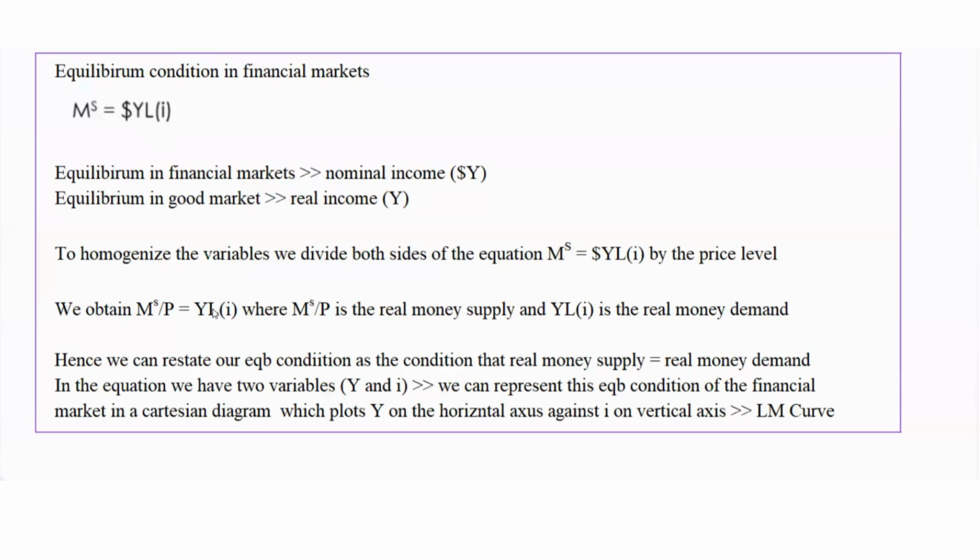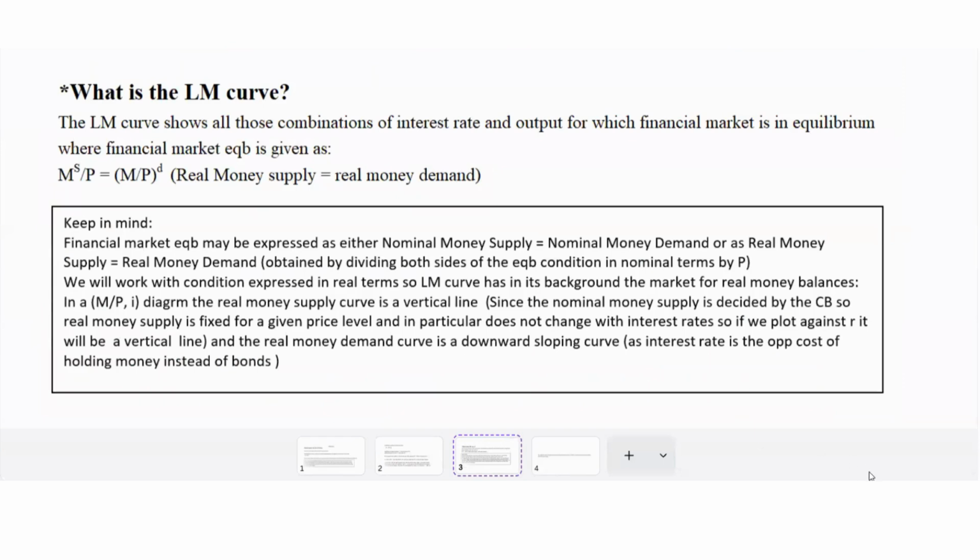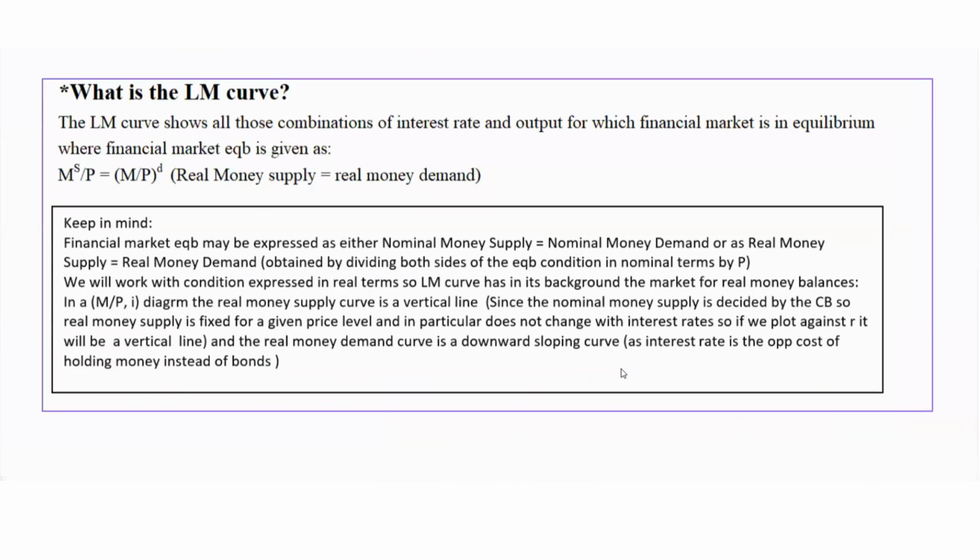In this equation, we have two variables, Y and I. We can represent this equilibrium condition of the financial market in real terms in a Cartesian diagram, which plots Y on the horizontal axis against I on the vertical axis, and this gives us what we call the LM curve. So what is the LM curve? The LM curve shows all combinations of interest rate and output for which the financial market is in equilibrium, where financial market equilibrium is given as real money supply equal to real money demand.